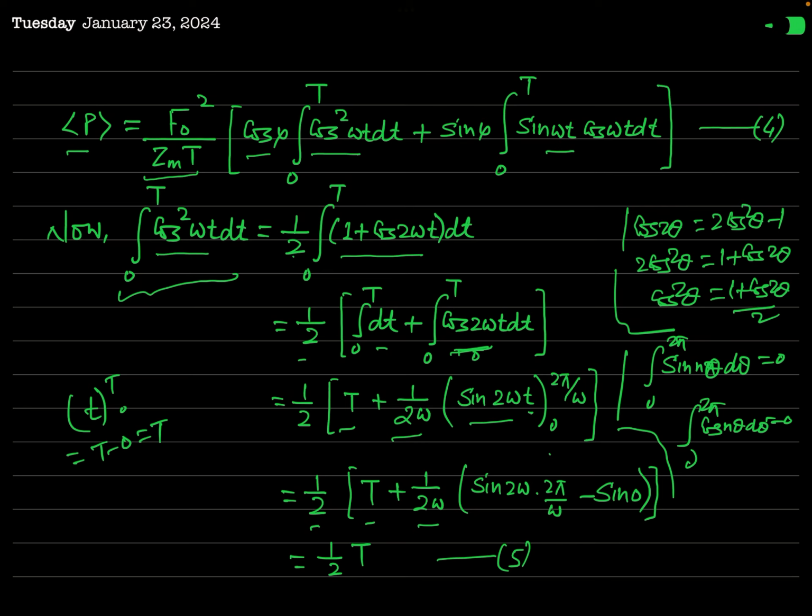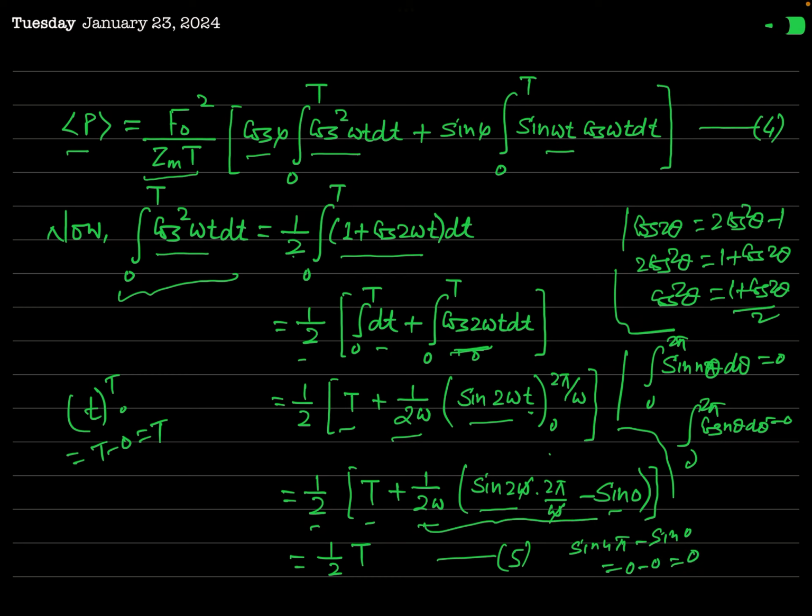At the place of this small t, we will write sine 2 omega into 2 pi by omega. And minus, now we will put the lower limit 0. So this will be sine 0. Now this omega and this omega will cancel out. And you know, this sine 4 pi and minus sine 0. We know that sine n pi is 0. Sine pi, sine 2 pi, 3 pi, 4 pi, 5 pi, all are 0. So this is 0 minus 0, and that will be 0.